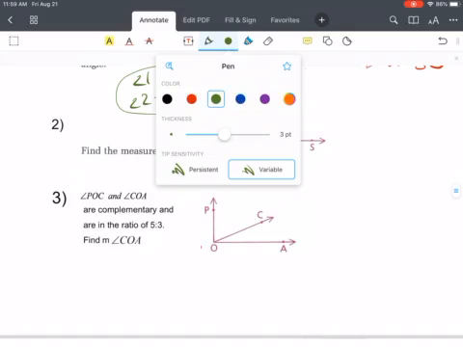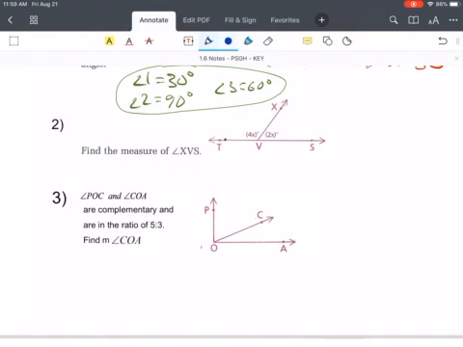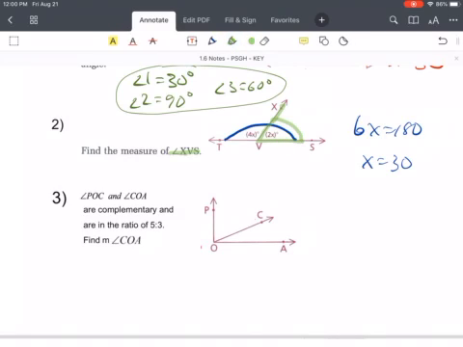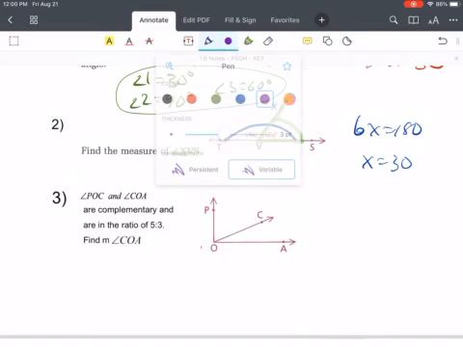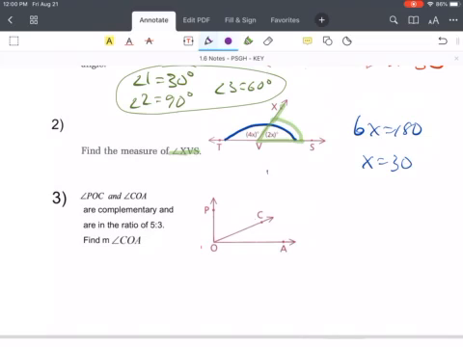Number 2 is already done for us. So as far as setup, those two angles again form a straight angle. So 6x equals 180. X equals 30. And because it wants me to find the measure of XVS in the diagram, XVS is 2x. So XVS equals 60 degrees.